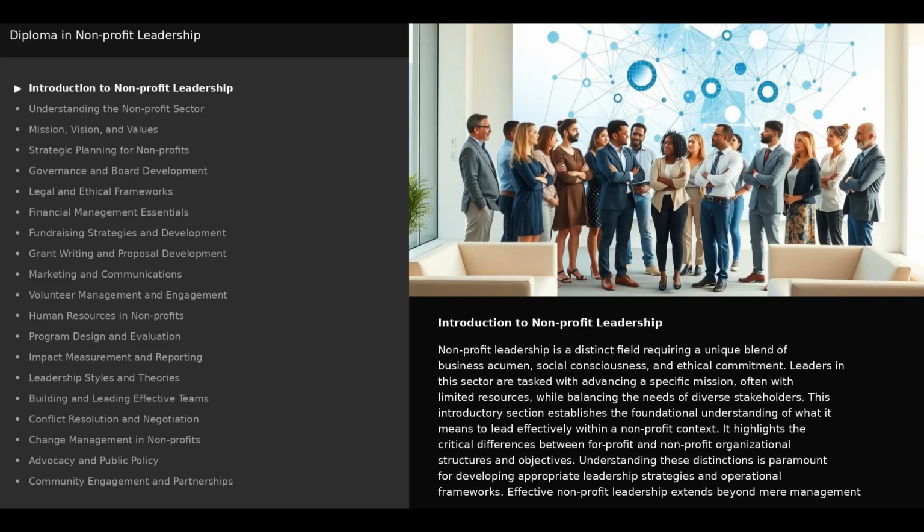Effective non-profit leadership extends beyond mere management to inspire, motivate, and mobilize individuals towards a shared philanthropic goal. This course will delve into the multifaceted responsibilities and opportunities inherent in non-profit leadership roles.